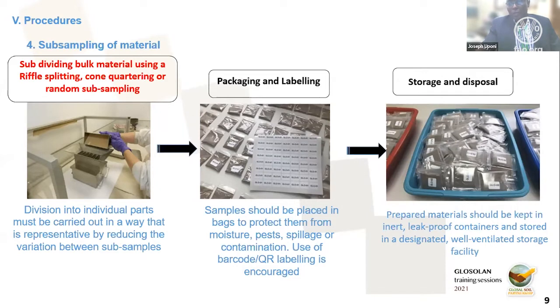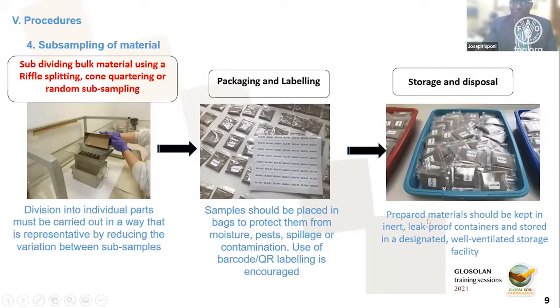Once the samples have been properly packaged, storage is also important. Materials should be kept in inert containers. You can use strong plastic bags, bottles, or some other plastic containers that are leak-proof. Then store them in properly designated areas with good storage facilities, so that when you are looking for samples, you are able to locate them easily.